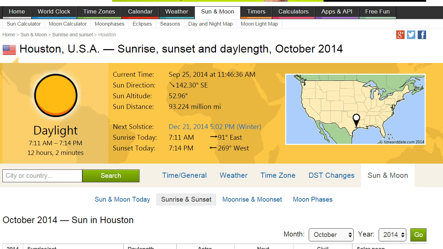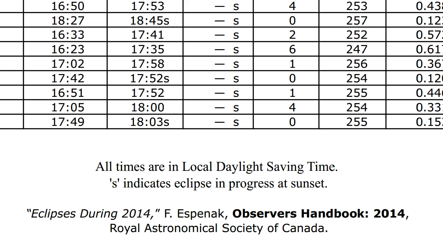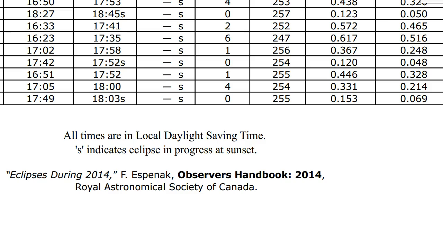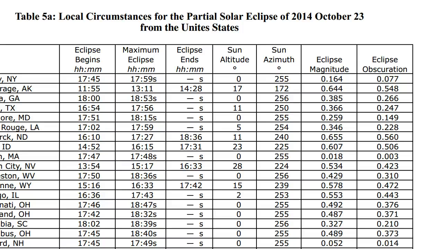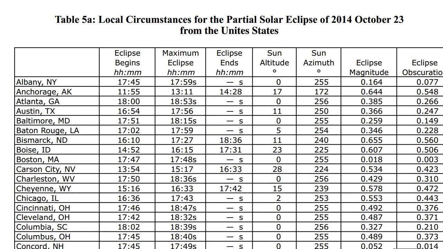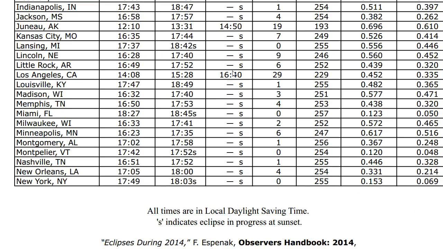This is the second solar eclipse that is happening in 2014, and there's no more until next year. Now, the Royal Astronomical Society of Canada did a very fantastic job on this. I'm going to show you right now. They actually put the names of the cities, the time where the eclipse begins, the maximum or the greatest eclipse, and the time where the eclipse ends. It explains everything in here.